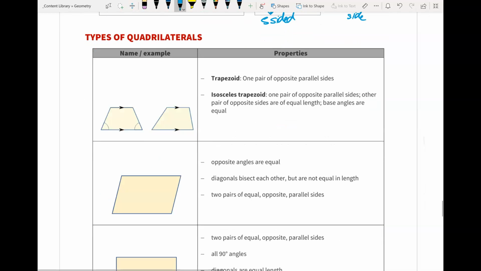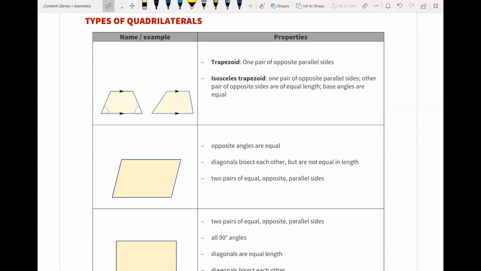So here are some different types of quadrilaterals. The first one is a trapezoid. So this name over here. And this is when you have one pair of opposite parallel sides. So these are the parallel sides that they're talking about. And all you need is one set of them.